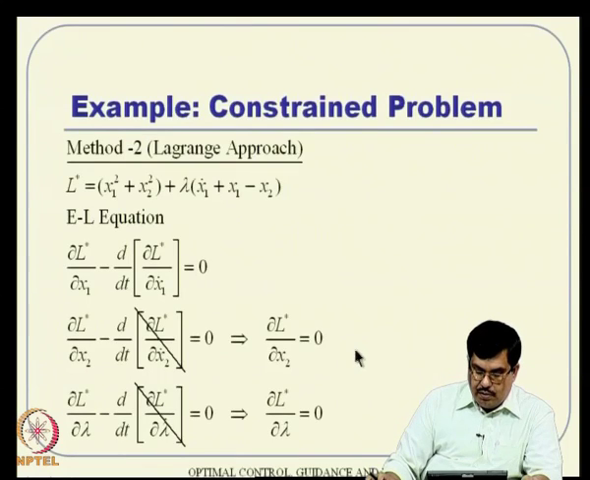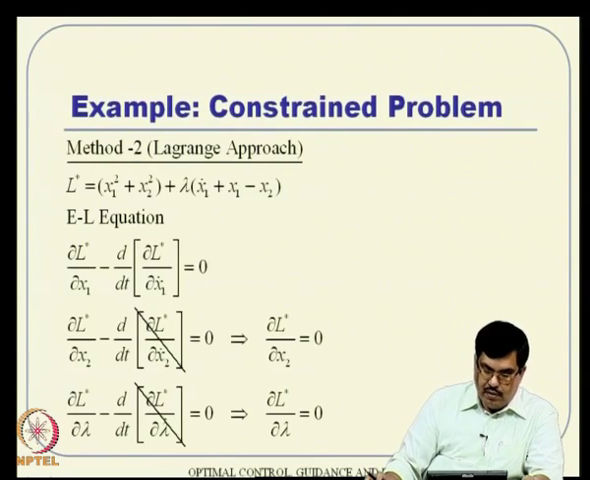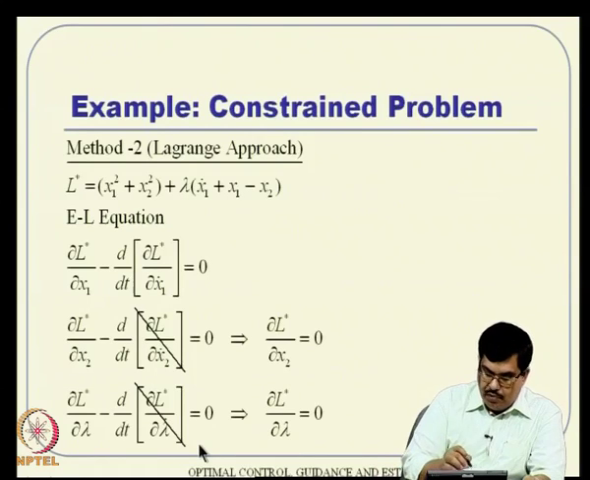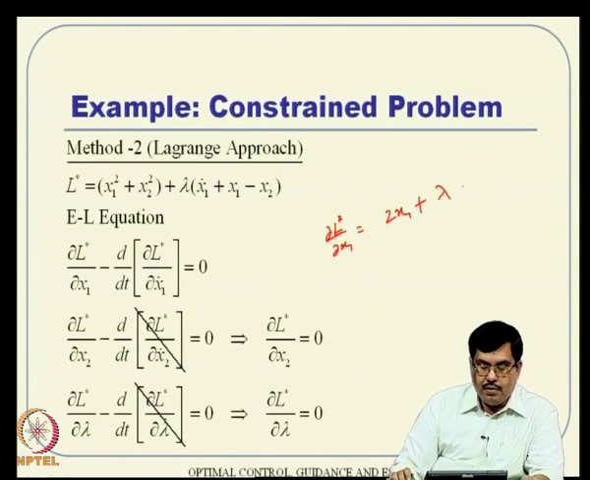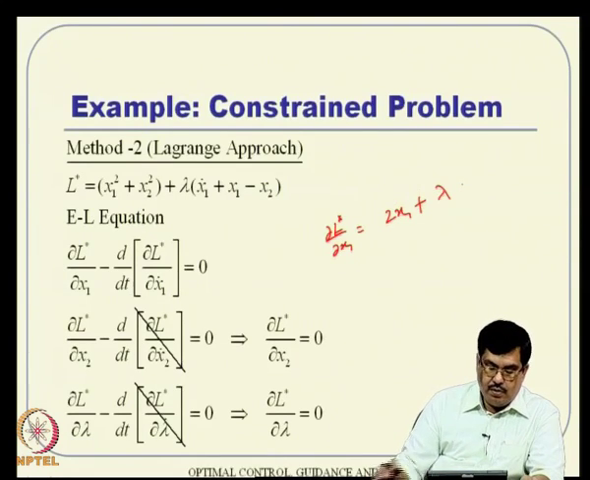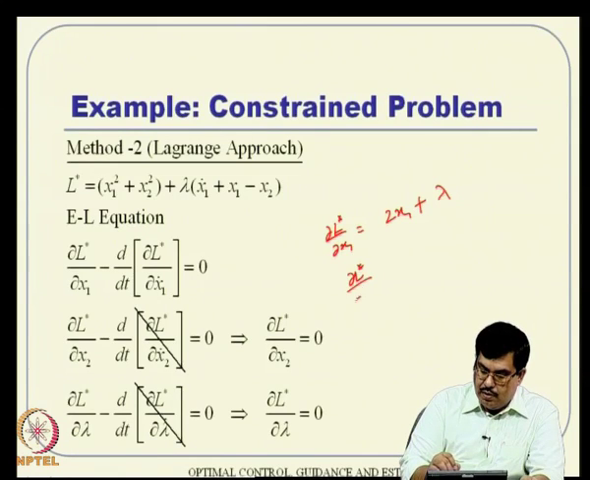Alright, so this is how it will appear. The algebra is very simple, rather. Let's try to do something. So, L star is like that. So, del L star by del x1 is nothing but 2x1 plus lambda, because 2x1 comes from the first term and then lambda will come. Similarly, del L star by del x1 dot is nothing but lambda.